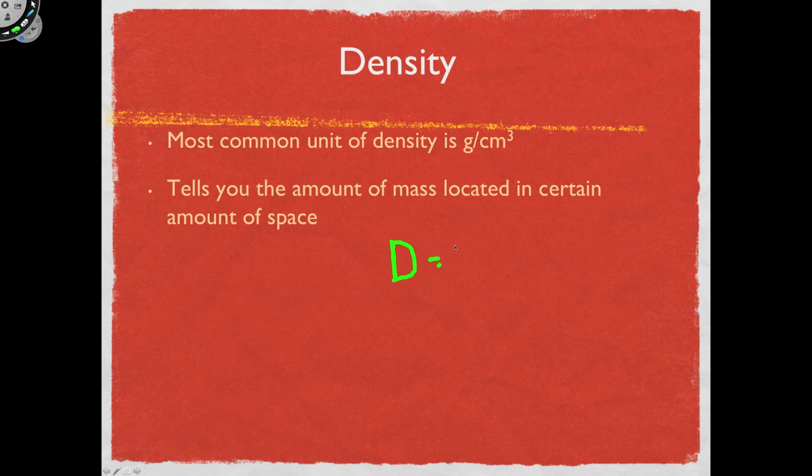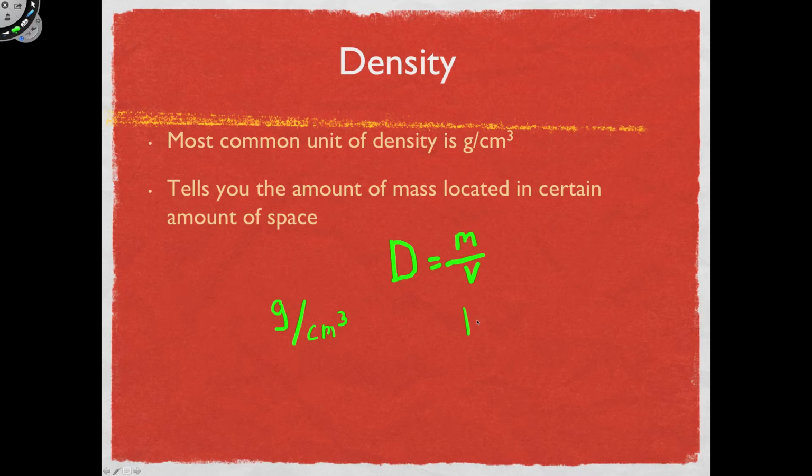Density equals the mass divided by the volume. And as long as we know 2 out of the 3, we can solve algebraically for the third. Usually the unit for density is a mass per volume. So 1 unit for mass is grams, and 1 unit for volume is centimeter cubed. As long as it's mass per volume, it can be anything.